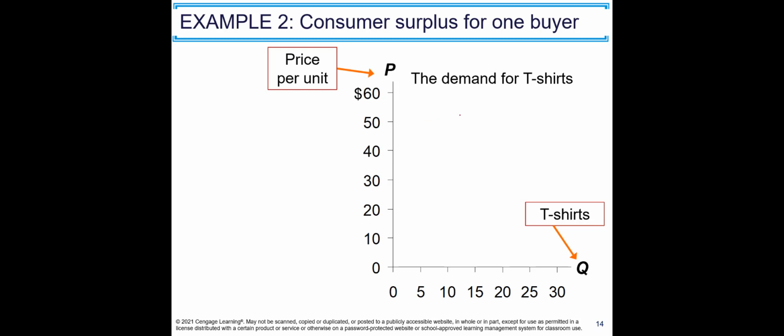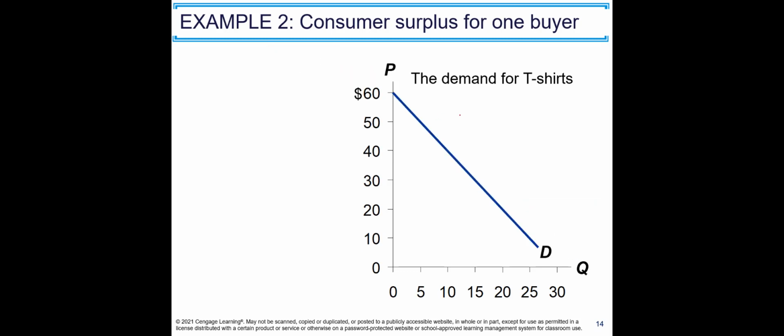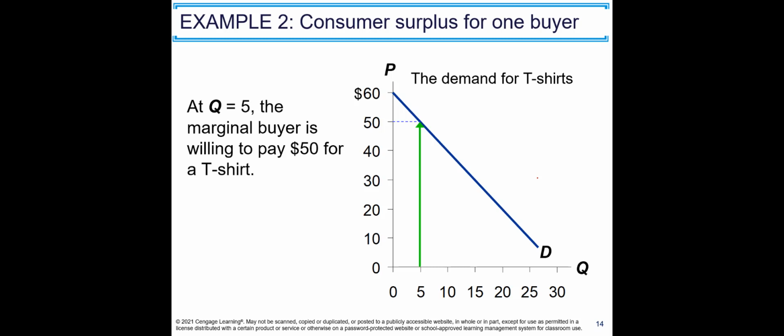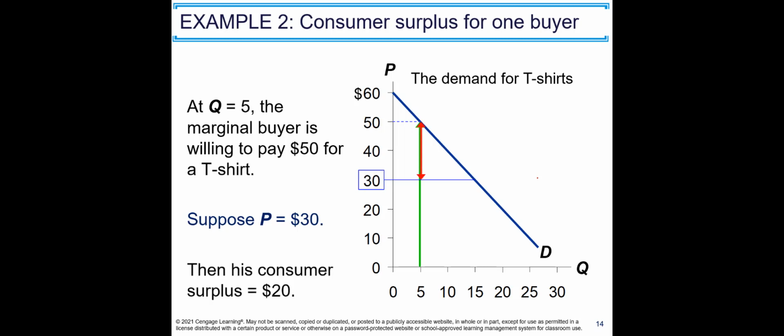This example is showing the demand for t-shirts. Now the demand curve is smooth. You have many buyers in this market. That's why it's not a staircase. Now at quantity 5, the marginal buyer is willing to pay $50 for a t-shirt. And let's assume the price is $30. Now we are going to calculate the consumer surplus.